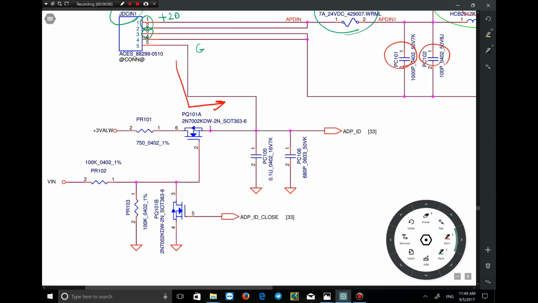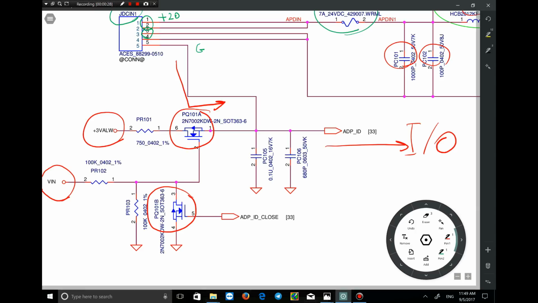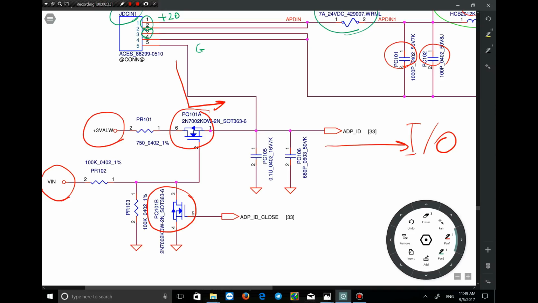Pin 5 is for detecting the entrance or plugging in of the adapter to the laptop, which it does through the Mosfet PQ101 and is connected to the I/O. There is 3 volt of power always here, and this input voltage of the adapter, the 20 volt, activates the Mosfet's pins, and the laptop detects that the adapter is plugged in through these 2 pins.